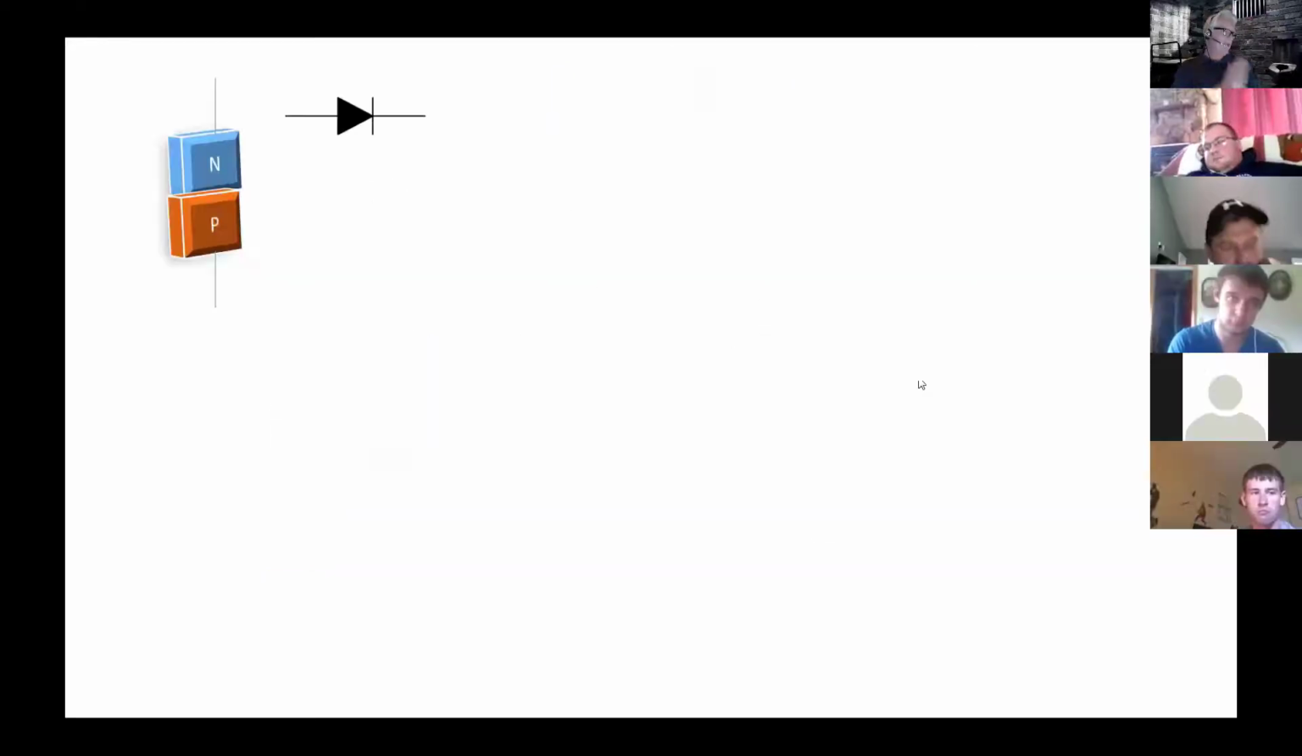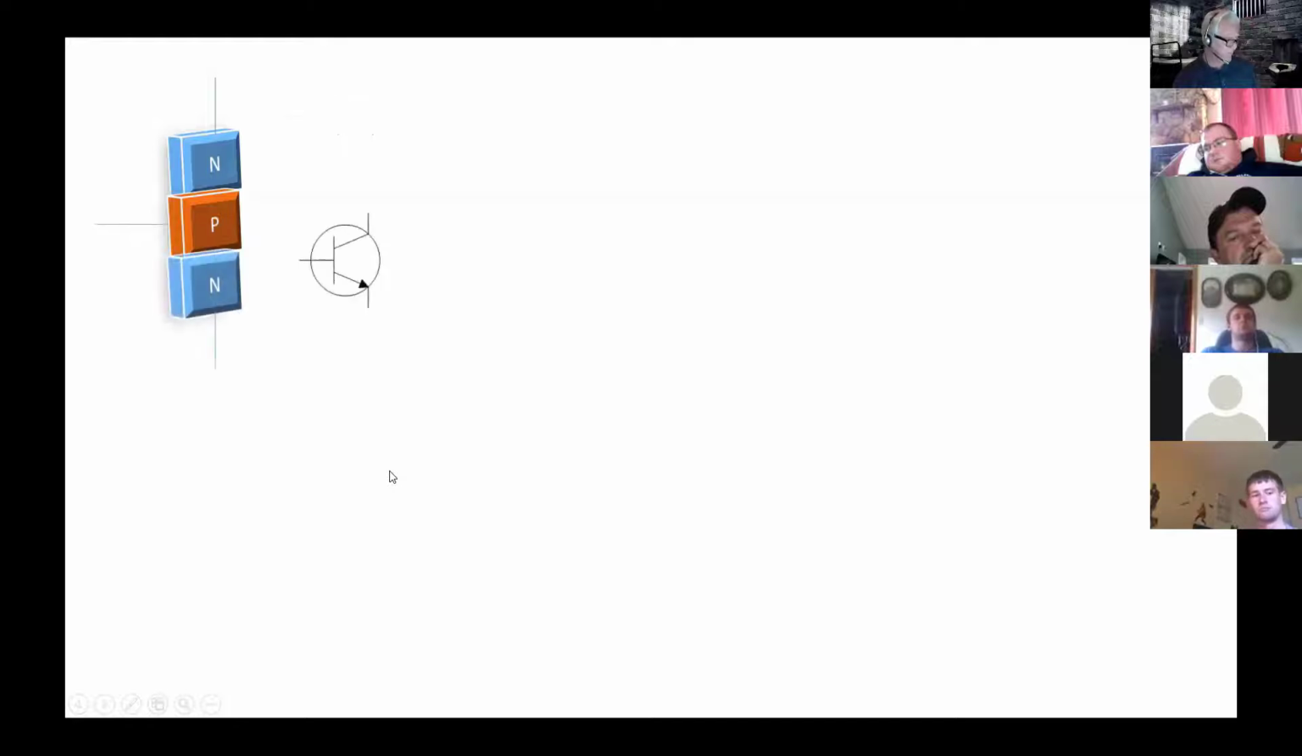We talked about a diode. We said it was N-type and P-type, but there's another type of semiconductor that's used a lot. I want to talk about that for a little while. And that is a transistor. It has an additional N-type and an additional lead. So no longer is it anode and cathode. It's collector, base, and emitter.